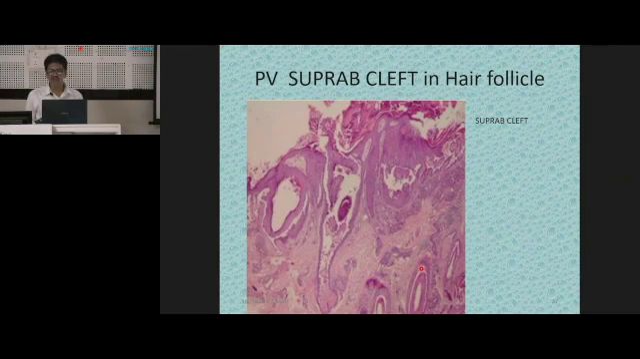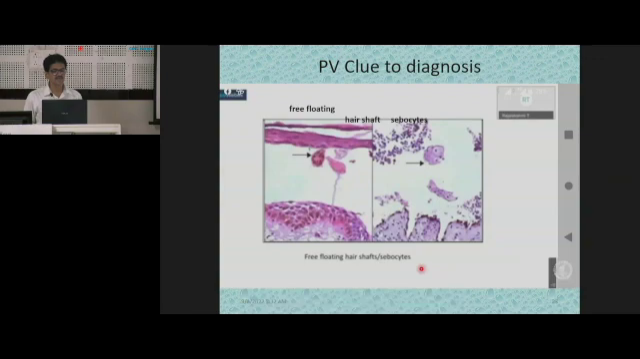Now, based on this, one interesting finding that has recently been found is that sometimes you may not find anything in the cavity, you may not find any cells, but you may find free-floating hair shafts. You can see on the left panel there are hair shafts, and on the right side you can see the sebocytes. Okay. So when you see these changes, they are not seen anywhere else.